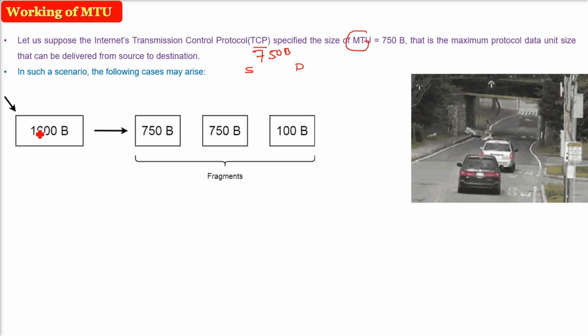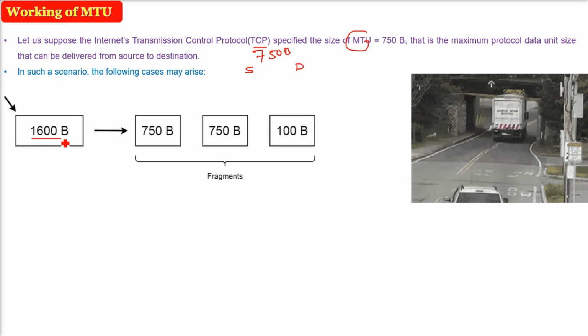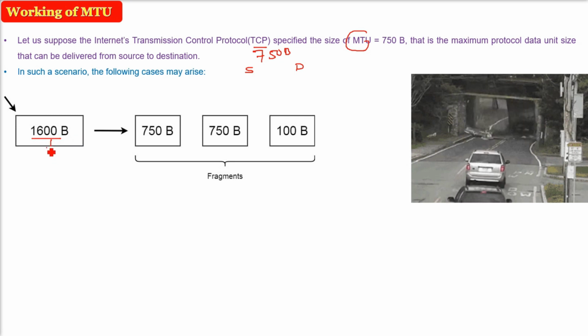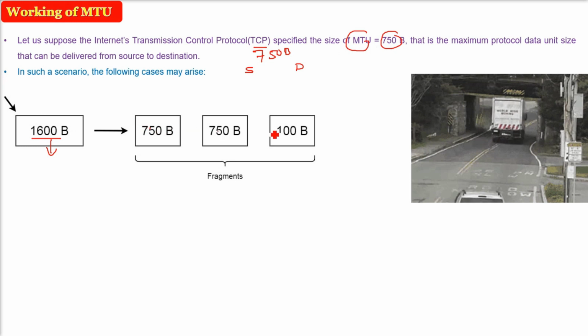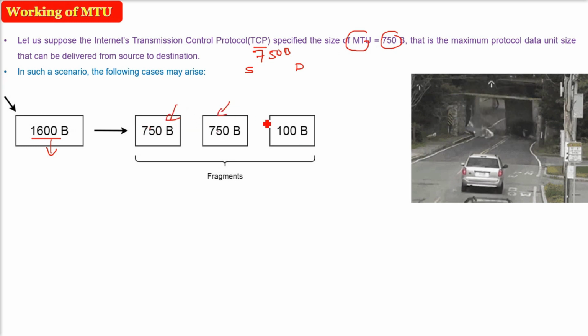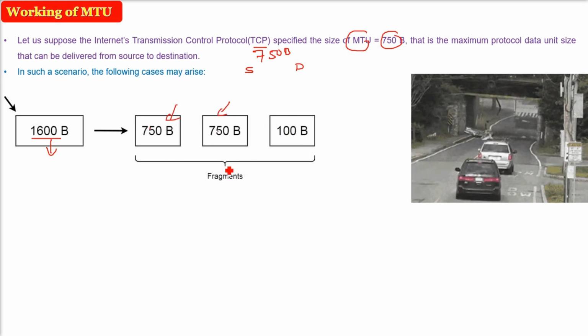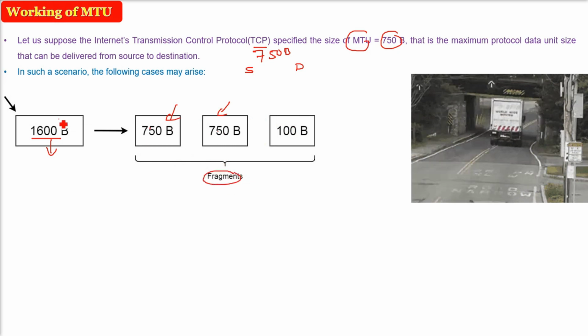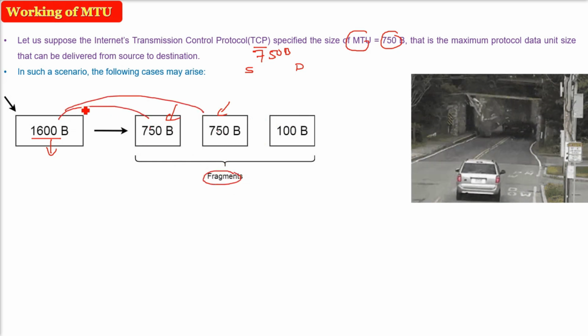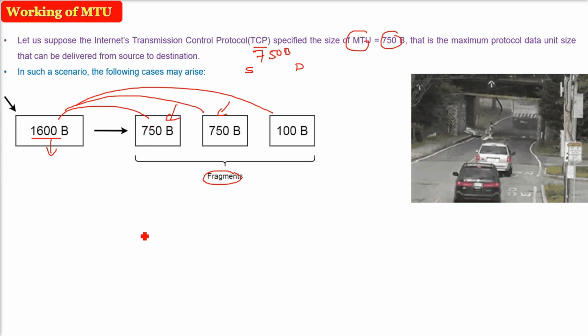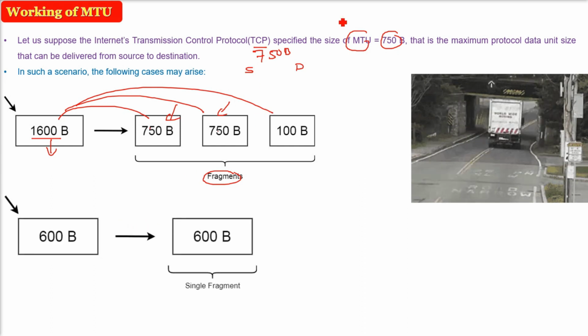First scenario is you have 1600 byte and you have to send it. But the MTU is 750. So the value has to be less than 750. So the best way is to divide this 1600 so that it becomes three parts, three fragments. 750 bytes, 750 bytes, 100 byte. So 750, 750, 100, they all are not more than 750 bytes. So this is called fragmentation.